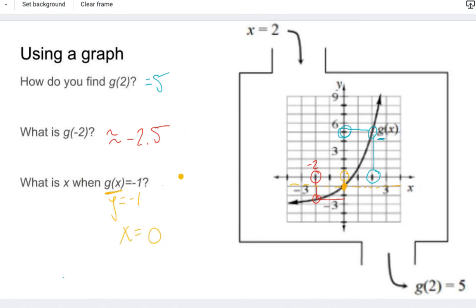Again, all we're doing is looking for the x value, going to the function graph, and then finding the y value, or vice versa. We start with the y value, look for where it hits the graph, and follow that to the x value.